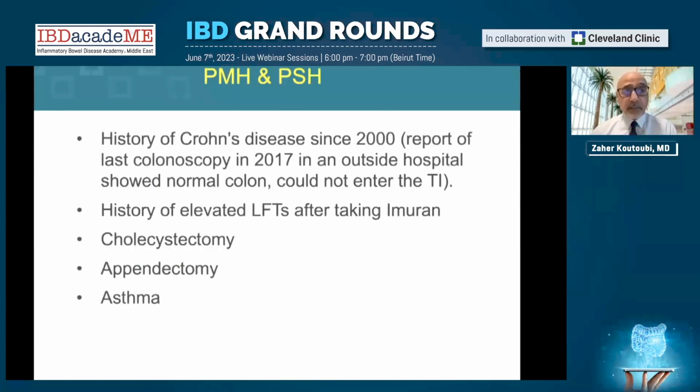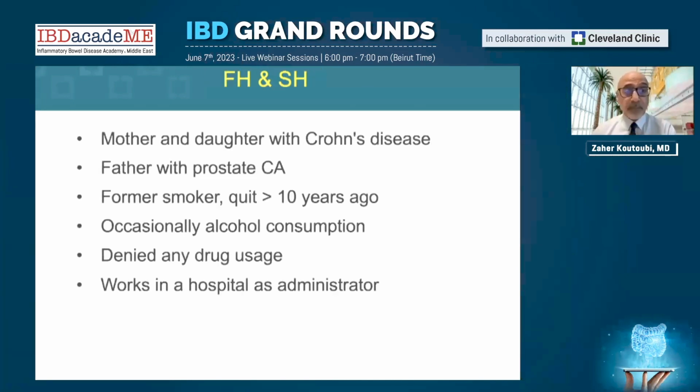Now, the gentleman has a significant history of Crohn's disease since 2000, and his last colonoscopy in 2017 at an outside hospital showed a normal colon, but they could not access the terminal ileum. He had a history of elevated liver function tests after taking Imuran, a history of cholecystectomy, appendectomy, and asthma.